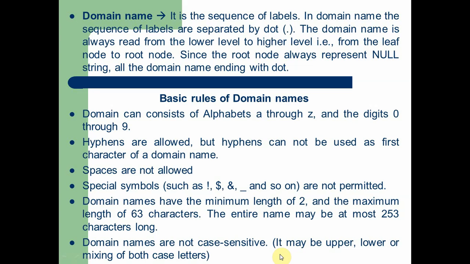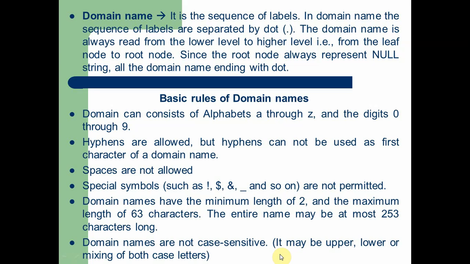For giving a domain name, we should follow some rules. So what are the rules? Number one, any label may contain alphabets A to Z and digits from 0 to 9. Hyphens are allowed, but a hyphen cannot be used as the first character. It can be allowed between the characters. Spaces are not allowed in labels or domain names. Special symbols such as exclamation and dollar are not permitted.